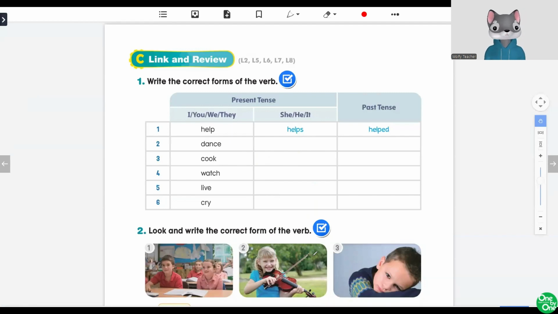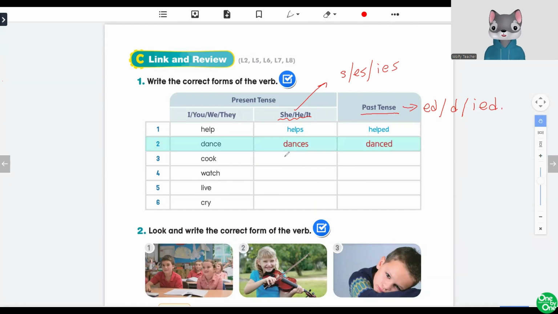So, number 1. If we put this in the present tense, remember, dance. If it's she, he, it, remember what do we need to put? We need to put an S, ES, or an IES. Whereas on the past tense, you need to put an ED, or a D, or an IED. Let's go over this together. Very simple. Dance, remember, dances, and danced.